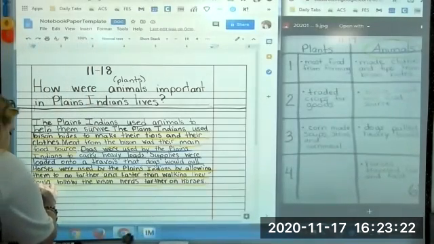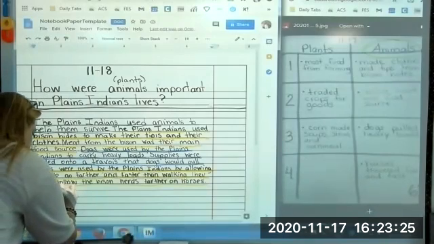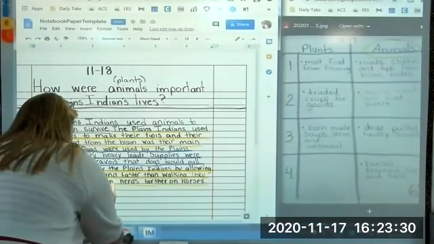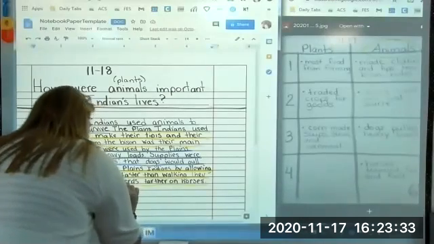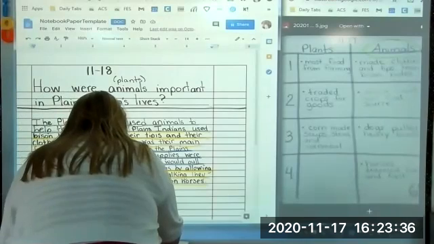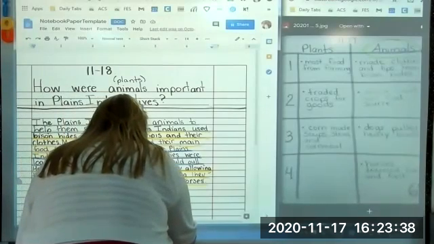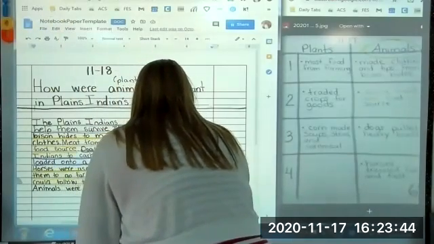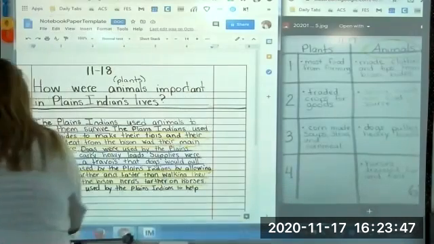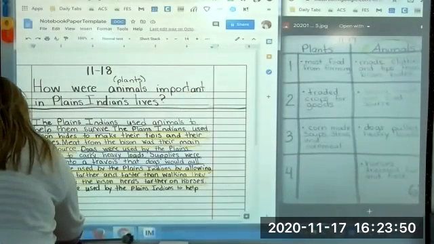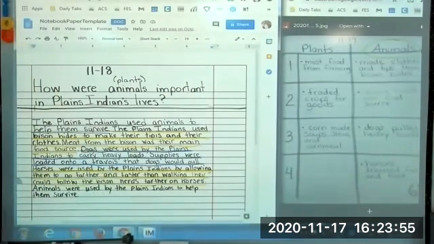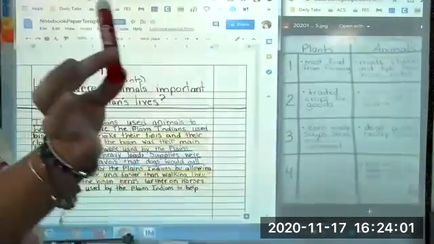I'm going to say animals were used by the Plains Indians to help them survive. Okay, and remember our conclusion, we underline in red.